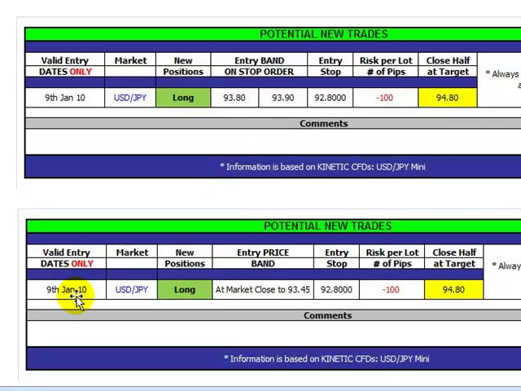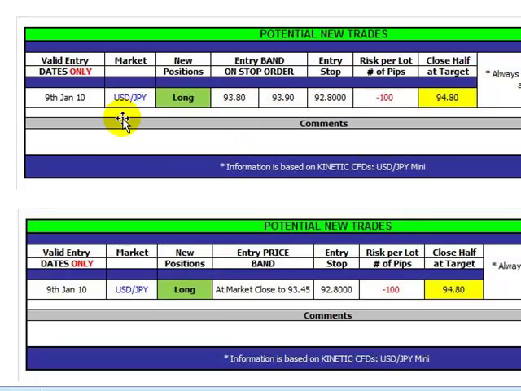Should the recommendation come through as an at market order, it will simply say at market, and it will say close to where the current market is trading at, which is at the moment 93.45. But as this video is about the on-stop orders, I'm going to be taking you through that process.